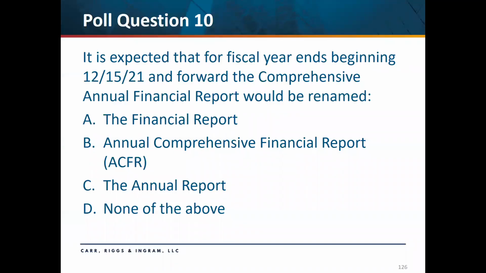And then I'll quickly pull up the next polling question here. And whilst I'm doing that, well, let me pull this up first and read out question 10 and launch this one. So this one reads, it is expected that for fiscal year ends beginning 12/15/21 and forward, the comprehensive annual financial report would be renamed. Would it be the financial report, the comprehensive financial report, the annual report, or none of the above?